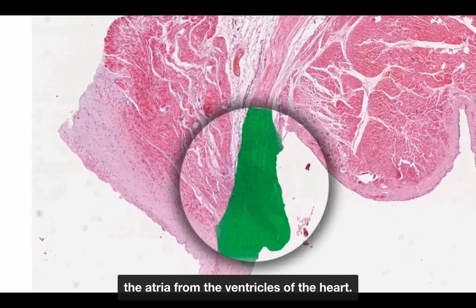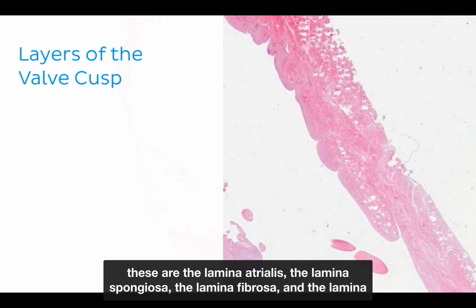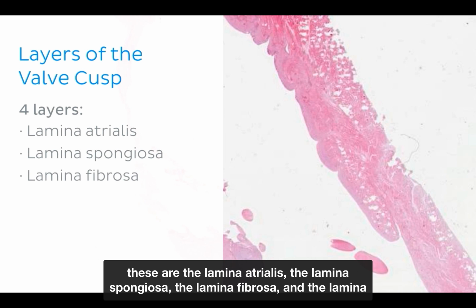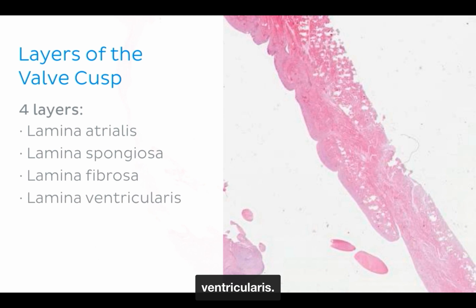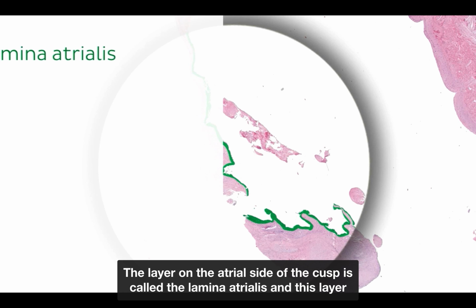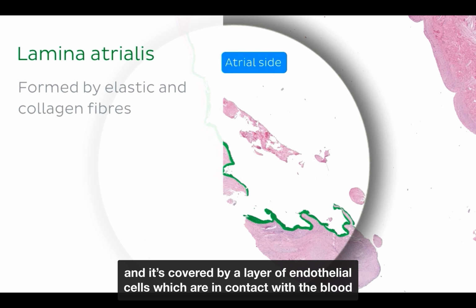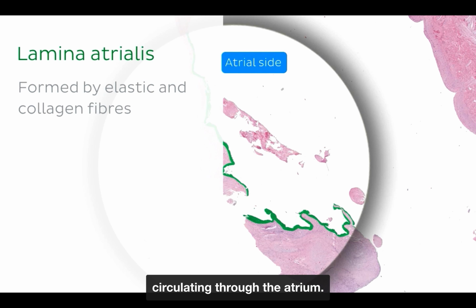heart. As we look more closely at the valve cusp, we'll find that it's got 4 layers, and these are the lamina atrialis, the lamina spongiosa, the lamina fibrosa, and the lamina ventricularis. The layer on the atrial side of the cusp is called the lamina atrialis, and this layer is mostly formed by elastic and collagen fibers and continuous with the subendocardial layer. And it's covered by a layer of endothelial cells, which are in contact with the blood circulating through the atrium.